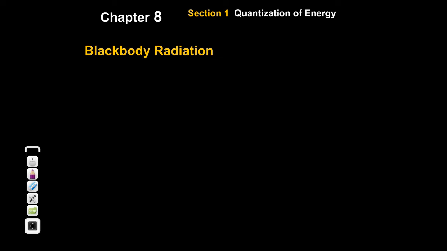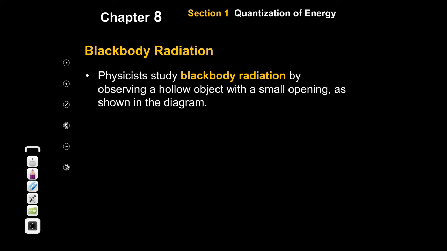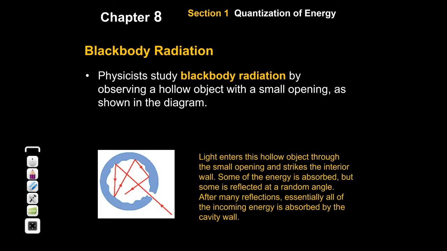Let's continue to study blackbody radiation. Physicists study blackbody radiation by observing a hollow object with a small opening, as shown in the diagram. The light enters this hollow object through the small opening and strikes the interior wall. Some of the energy is absorbed, but some is reflected at a random angle. After many reflections, essentially all of the incoming energy is absorbed by the cavity wall.